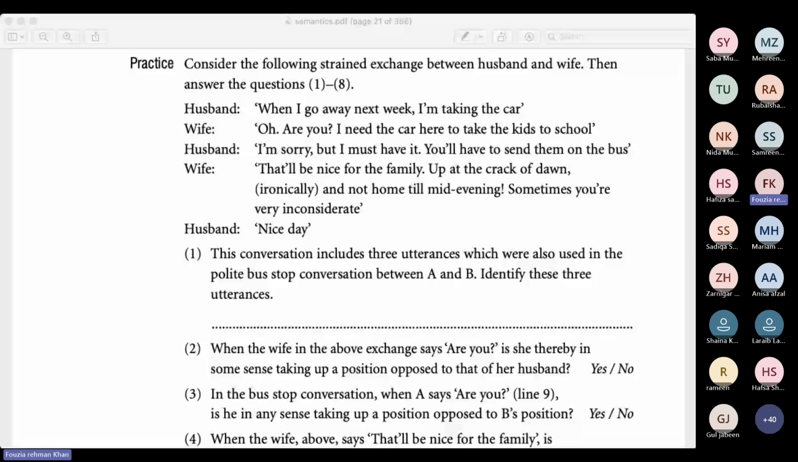Ma'am, it is a kind of angry expression. That, I need this, is a kind of angry expression. And at the bus stop, I don't know who was speaking, but I think there is some net issue. Who else wants to speak? Hafsa, yes, Hafsa.